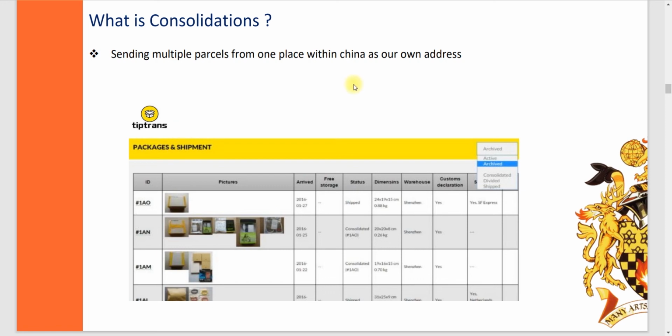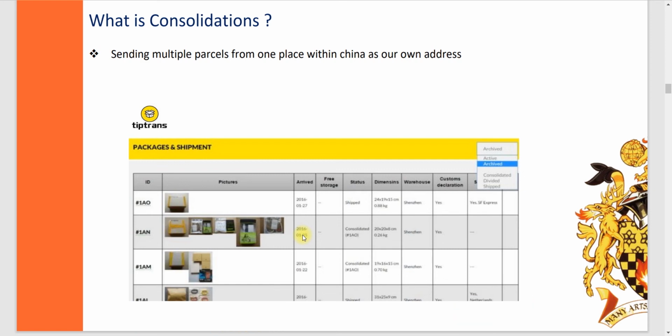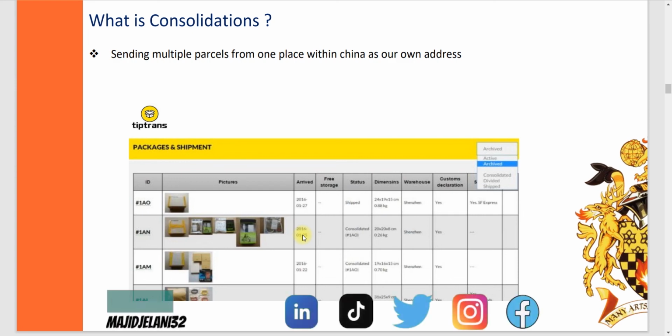Once all of those samples have arrived at your relative's address inside China, or at the TipTrans address, all of the samples will be shown in your TipTrans account, saying that the supplier samples have arrived, and they will give you all the information. So now what will happen? TipTrans will send all of those samples. They will make one carton of those samples and send it to your own country, right?